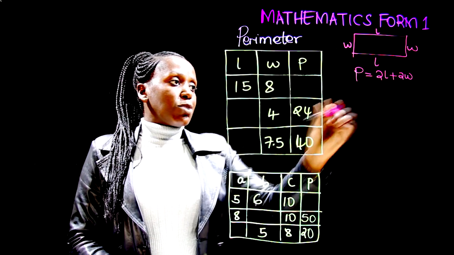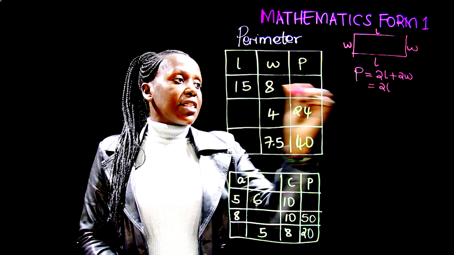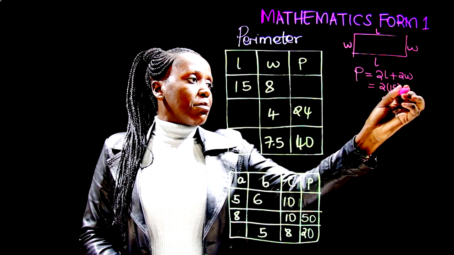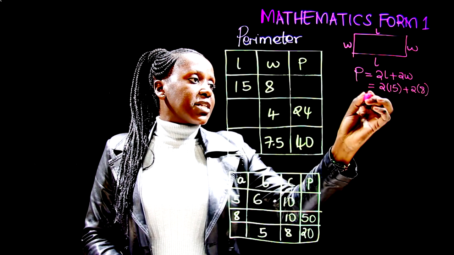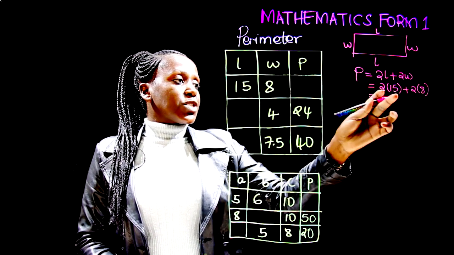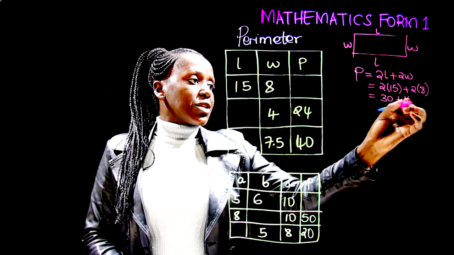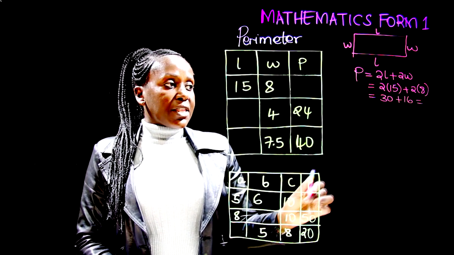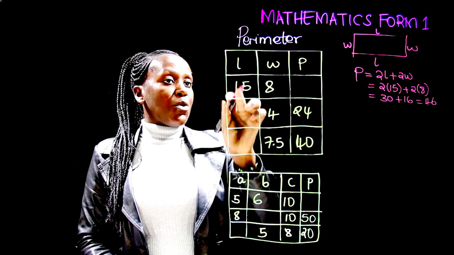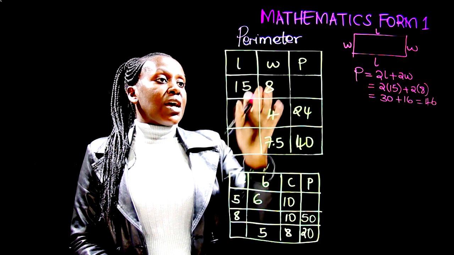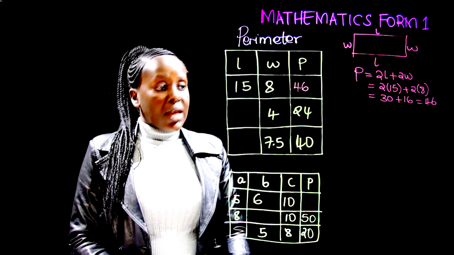So applying this formula, this will be equal to 2 times the length, which is 15, plus 2 times the width, which is 8. This will be equal to 2 times 15, which is 30, plus 2 times 8, which is 16. When you add the 2, you obtain 46. So the perimeter, when the length is 15 and the width is 8, is 46.